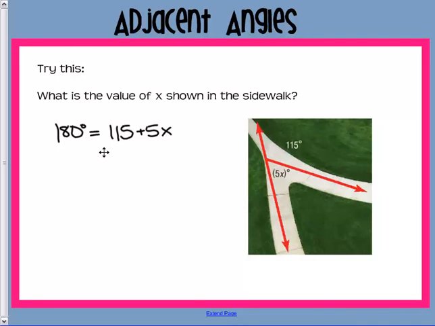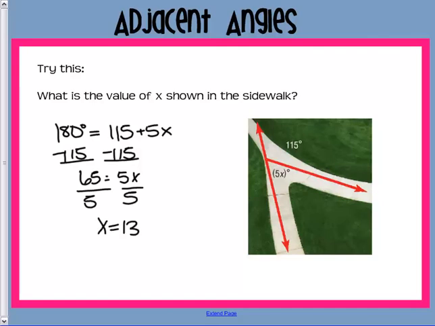All right, you would take the 115 away. 180 minus 115 gives us 65. And 65 equals your 5x. So 5 times x, so we would divide your 65 by 5, and we get x equaling 13.